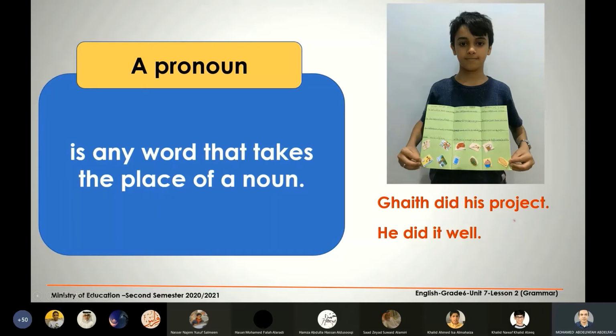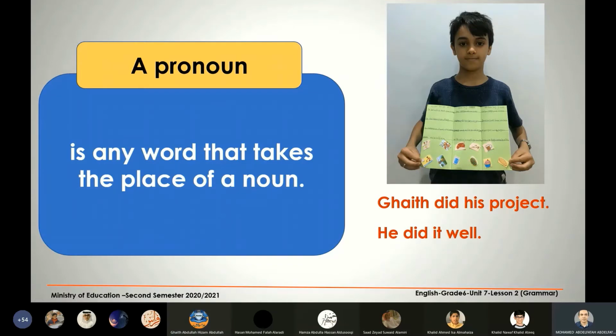So the sentence is, are you there, Ghaith? Are you in the class? Yeah. So Ghaith, read your sentence. Number 1, read sentence 1. Ghaith has projects. Yeah, Ghaith and the project are nouns. Can you replace Ghaith and the project with pronouns? He did it well. Bravo, good Ghaith.